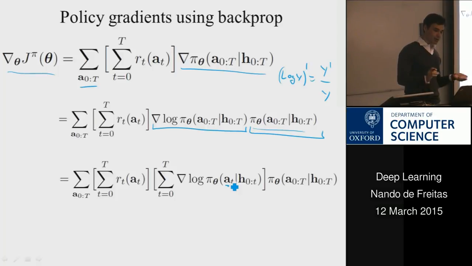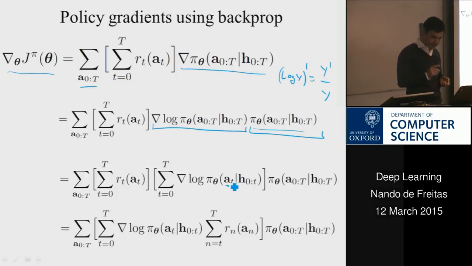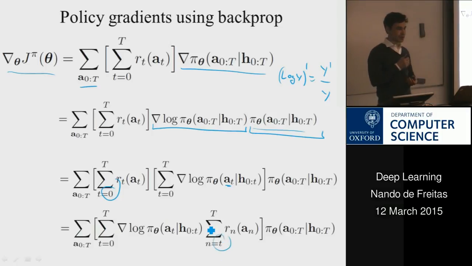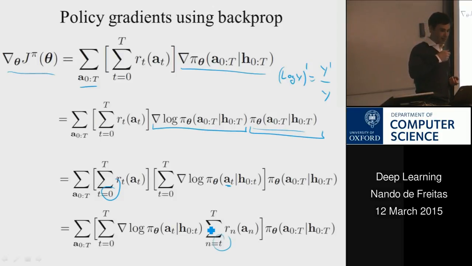I'm going to do one more simplification, and it's that instead of having an index for the reward that goes from 0 to t, I'm only going to go from time t into the future. So the idea being that future actions don't affect the past rewards. You already got those rewards, so the next action is not going to affect how I did in the past. It's going to affect only how I do in the future. So you only need to look at the rewards that go in the future. And those are all the simplifications that we do.